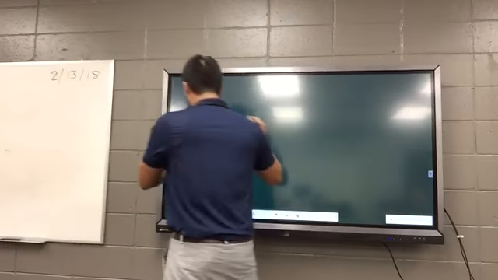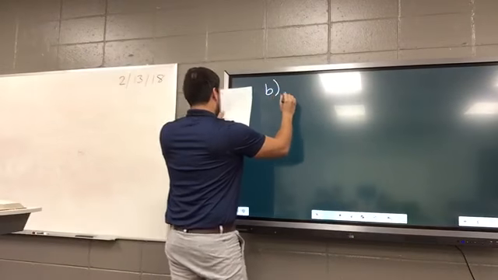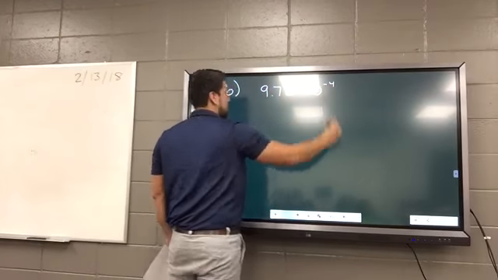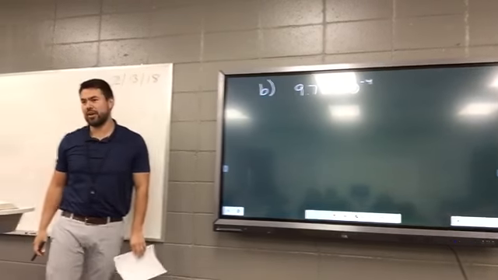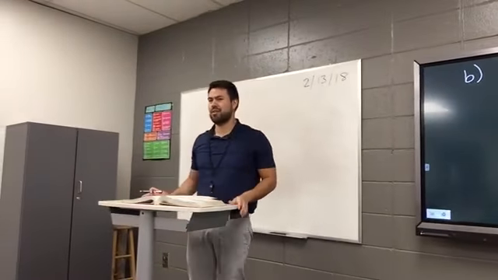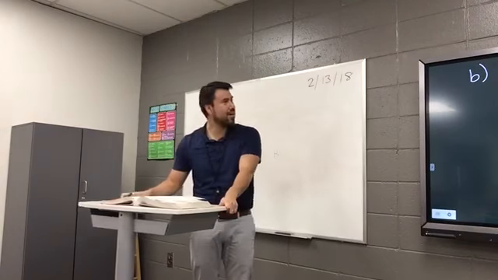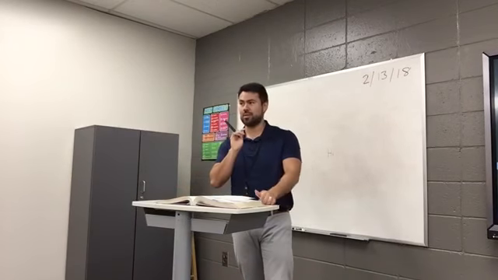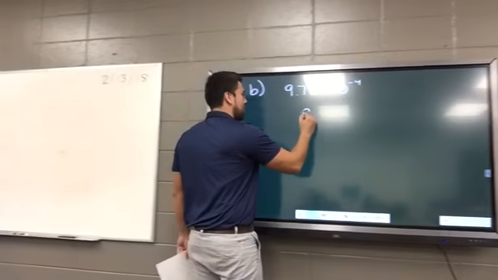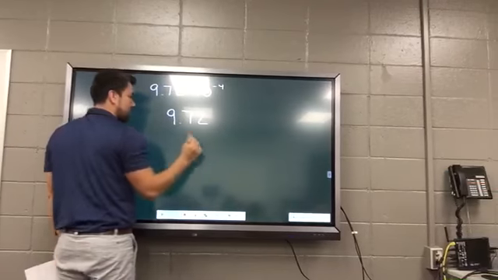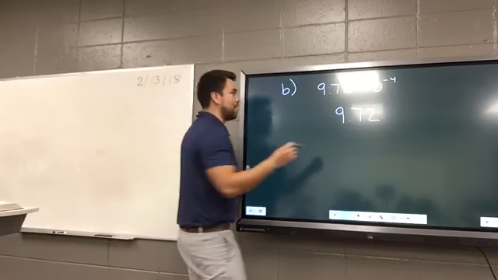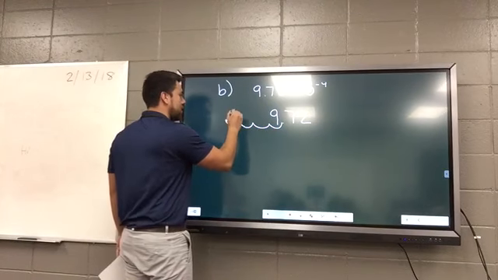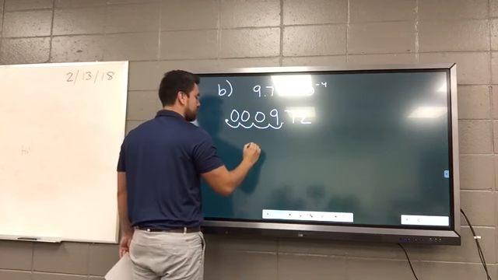All right, let's do B. 9.72 times 10 to the negative fourth. That's got to be big, right? It's got to be a huge number. Why is that big? Negative exponent. Okay, so my choice is to move that decimal to the right or move it to the left. Which way do you want to go? To the left. 1, 2, 3, 4 times. It goes right here. Fill in those empty spots with zeros.